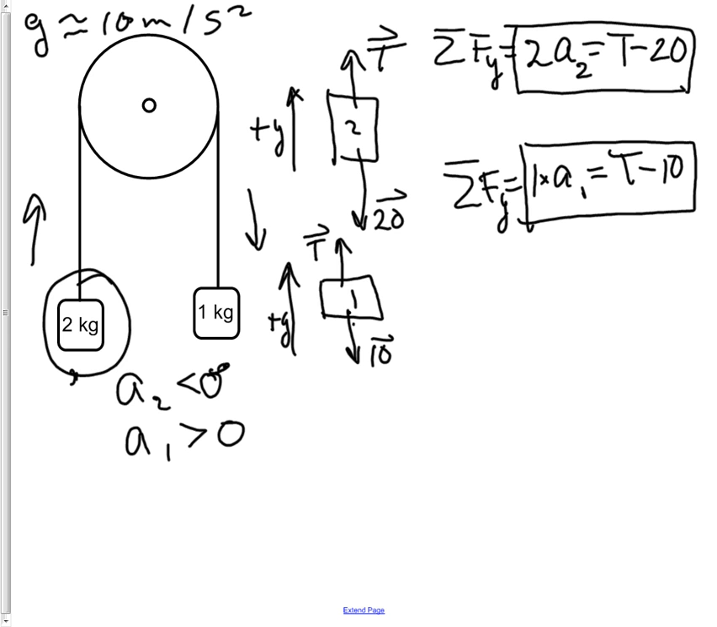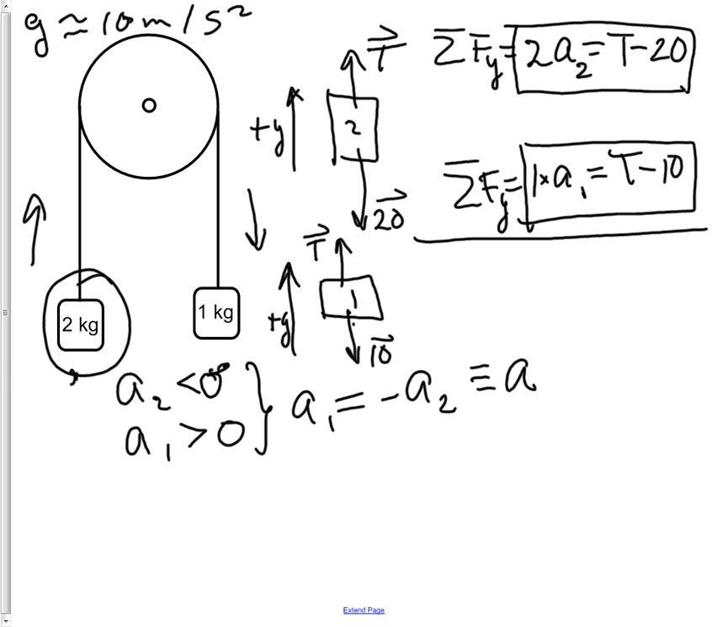Okay, and therefore we could conclude that a sub 1 is equal to minus a sub 2. Okay, think about it a little bit. So I'm going to simply call a sub 1 a. Okay, so now if I go ahead and solve for a, I can take my two equations and rewrite them right here. Okay, so we've got 2a equals, let's see, that's minus 2a equals T minus 20.